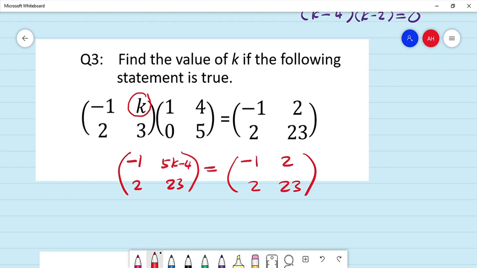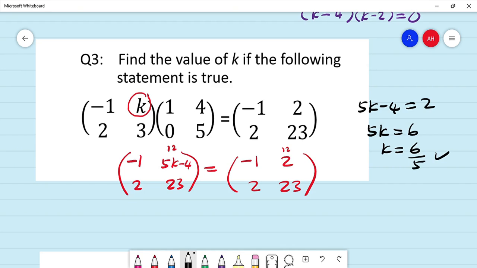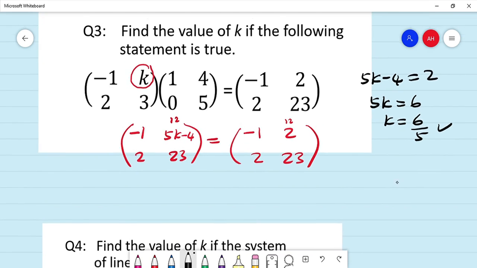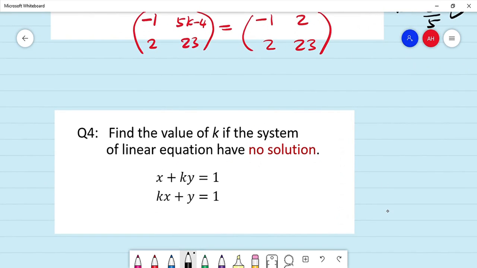If we compare position wise, position here is position 1, 2, and this is position 1, 2 also. Therefore, we have an equation: 5k minus 4 must equal 2. Thus, 5k equals 4 plus 2, which is 6, and k equals 6 over 5. That's the answer for k. Alright, done with question number 3. Continue, question number 4.